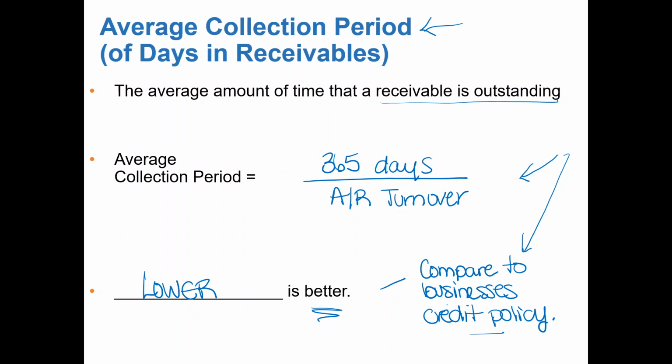So if their credit policy says invoices are due in 30 days and their average collection period is 45, well, that's not good. They're not collecting as quickly as their policy says. So people are paying late. It's something we would need to look at. So that's how this ratio would be used within the business. They would compare it to their policy and know, are customers paying too slowly? If so, why is that going on and what should we do to make that better?